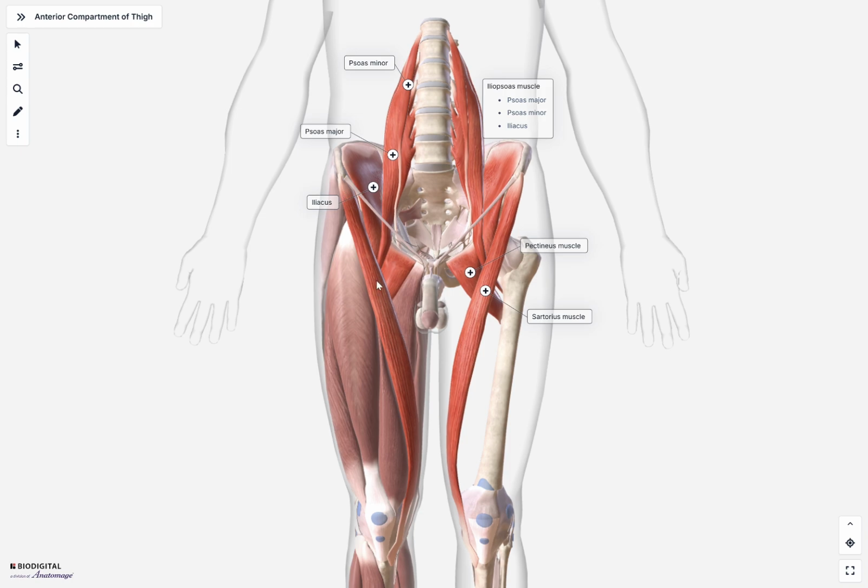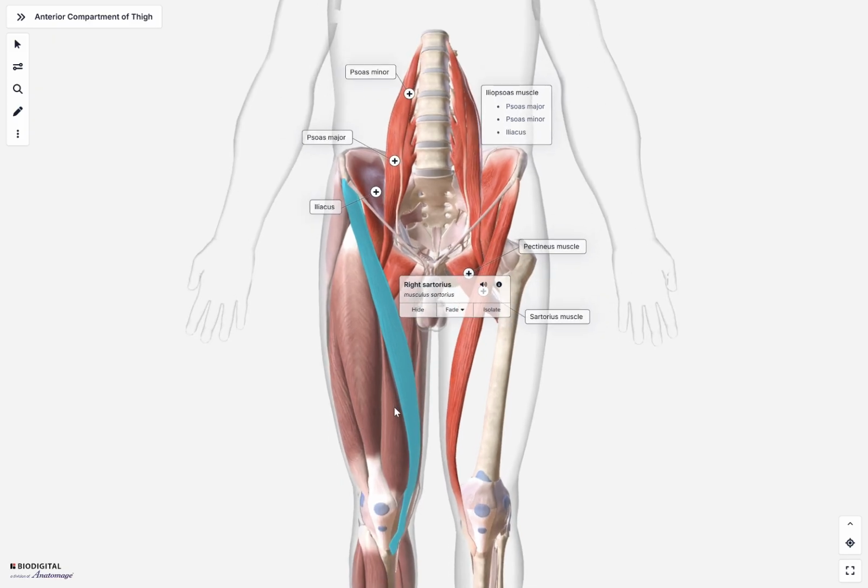Next is the sartorius. The sartorius is right here, and it is a long, thin, diagonal strap-like muscle that runs from the lateral hip down to the medial knee. Its origin is the ASIS, and its insertion is on the medial tibia called the pes anserinus. One action of the sartorius is hip flexion because it crosses anterior to the hip joint and crosses two joints, the hip and the knee. It crosses the hip anteriorly and it crosses the knee posteriorly, which is why it can flex the knee. And this muscle is innervated by the femoral nerve.